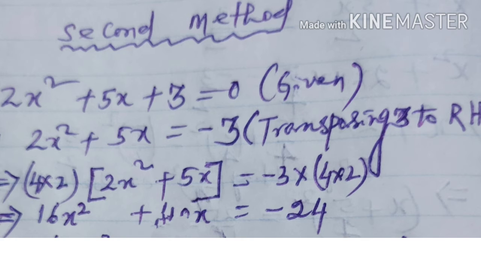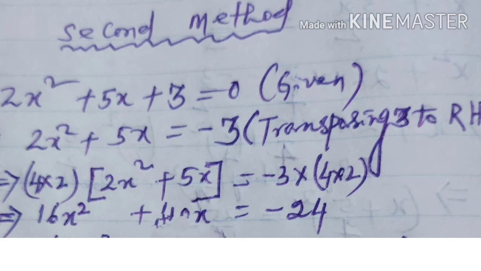Now, let's solve the given quadratic equation by completing the square by an alternative method. The given equation is 2x² + 5x + 3 = 0. Transposing 3 to the right hand side, we have 2x² + 5x = -3. Here, the coefficient of x² is 2. The 4 times of 2 is 8. Hence, we have to multiply both sides of the equation by 8.